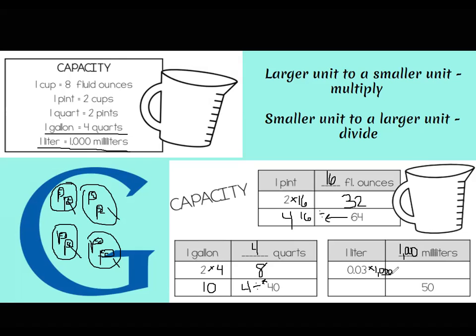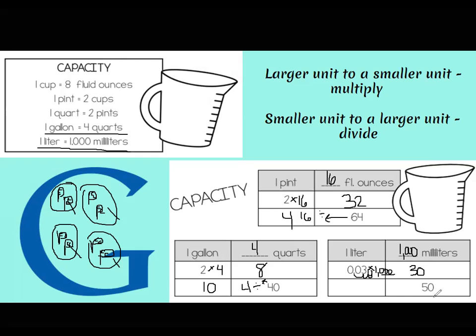We know that when we multiply by a power of 10, our decimal is going to move to the right. Since we have 3 zeros, we can move our decimal 3 times. So it goes 1, 2, 3. So we'd have to add 1 zero. So that tells us that this is equal to 30 milliliters. So 3/100 of a liter is equal to 30 milliliters.